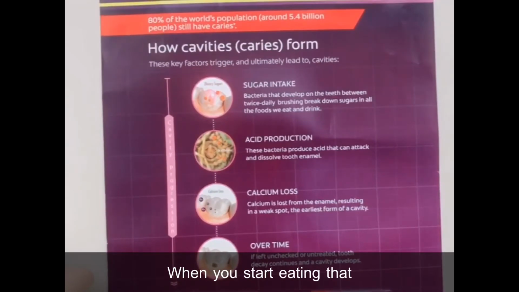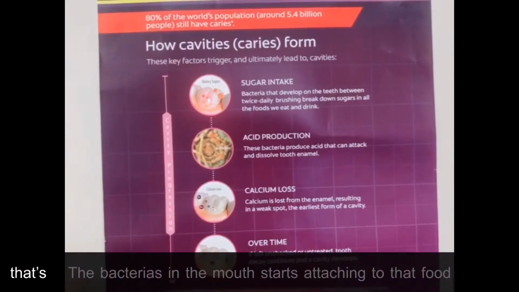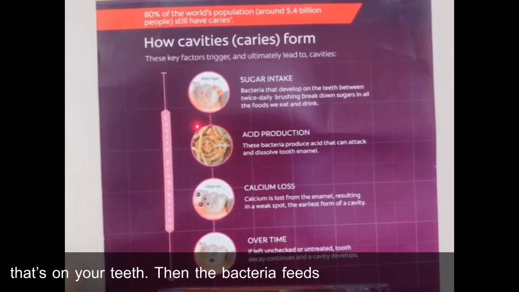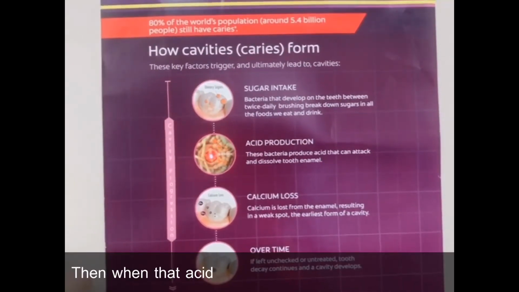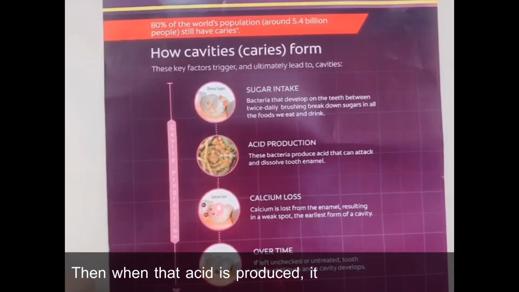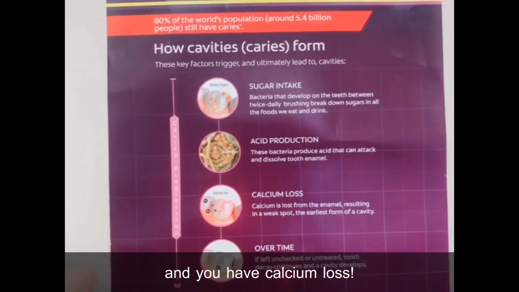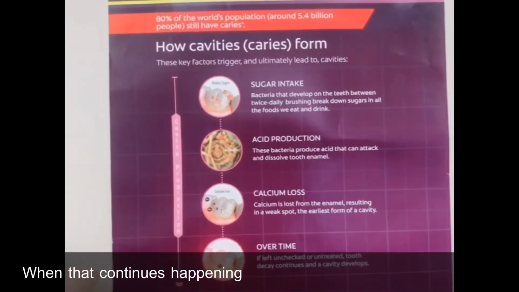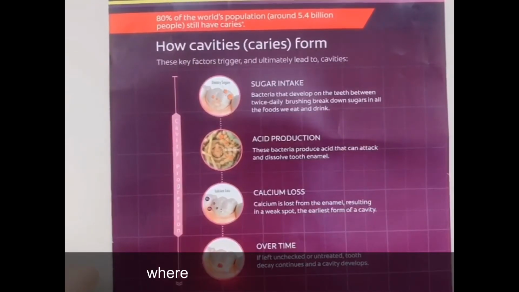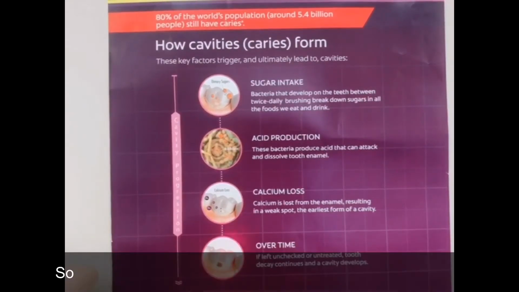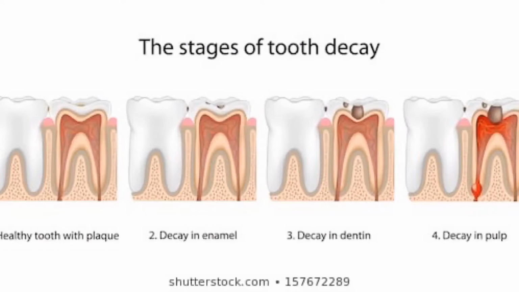When you start eating that, the bacteria in the mouth starts attaching to that food that's on your teeth. Then the bacteria feeds on that food and produces acid. Then when that acid is produced, it acts on your teeth and you have calcium loss. When that continues happening over time, you develop a weak spot where caries is formed. So that's basically a chart showing you how a cavity forms.